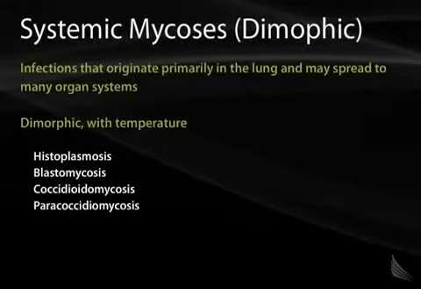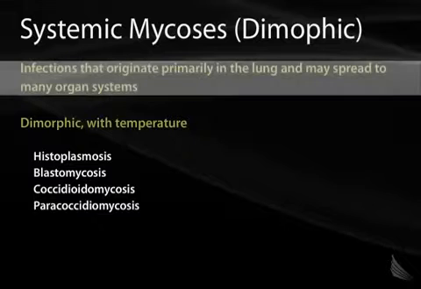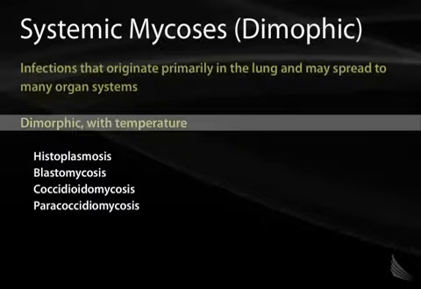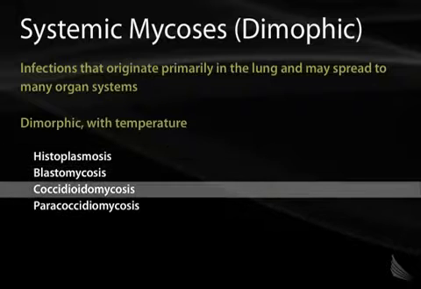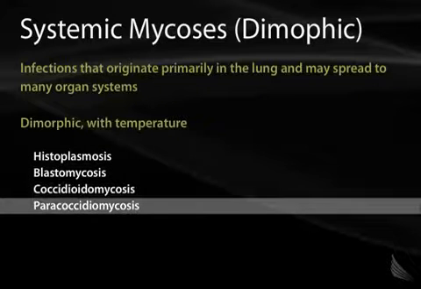The systemic mycoses are all caused by dimorphic fungi. These are infections that originate primarily in the lung, but then spread to many more organ systems. Again, they're dimorphic and they change depending on the temperature. The four species we're going to talk about include histoplasmosis, blastomycosis, coccidioidomycosis, and paracoccidioidomycosis.